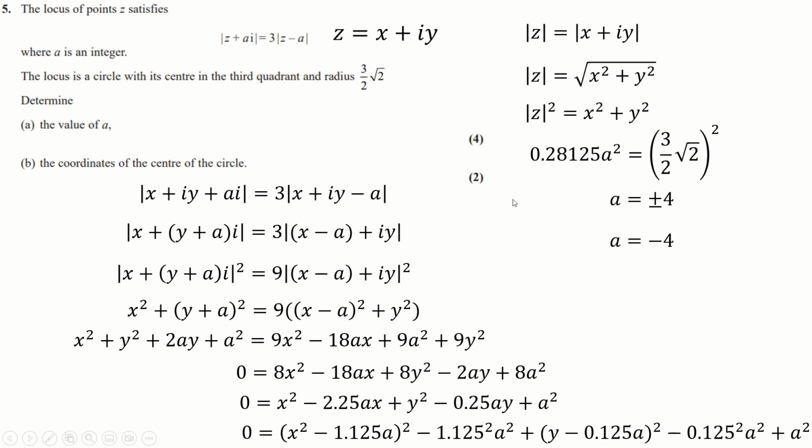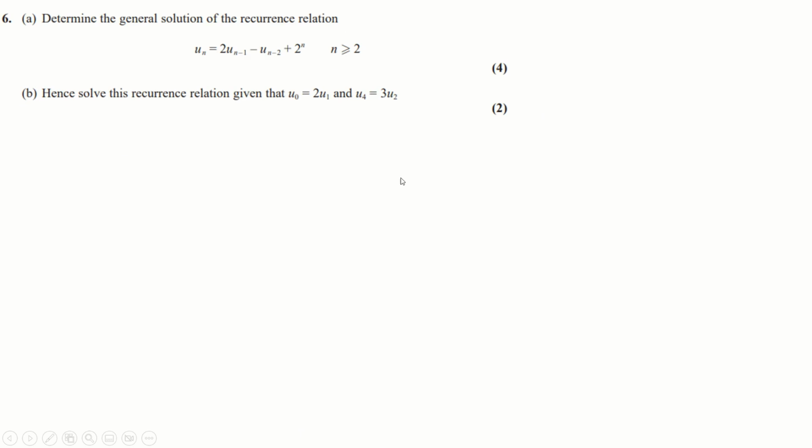Find the coordinates of the center. I mean, you just put 4 into here, and you get the center immediately. 2 marks, very, very quickly. Question number 6 is solving a second order recurrence relation. So move these two things to the other side. Our auxiliary equation is now going to be m squared minus 2m plus 1 equals 0.